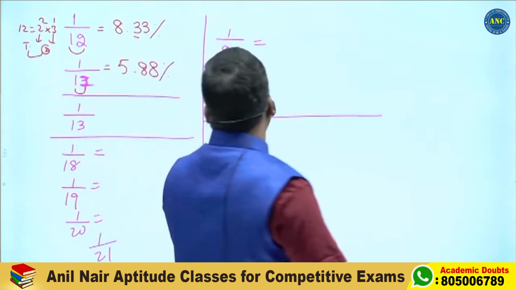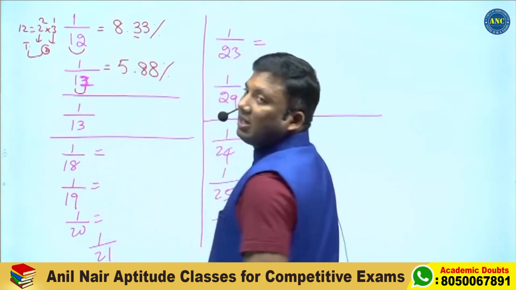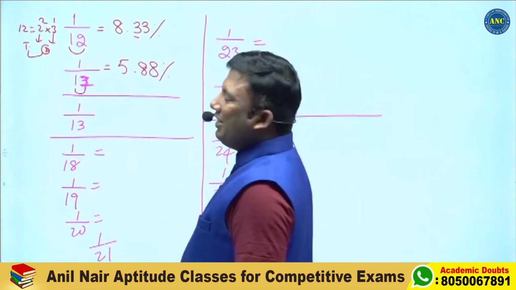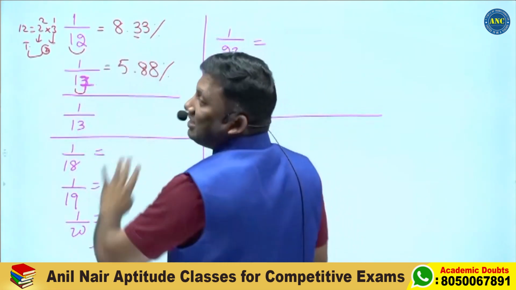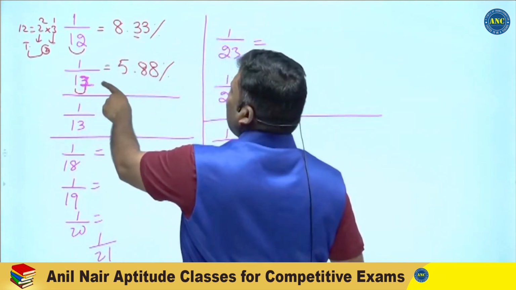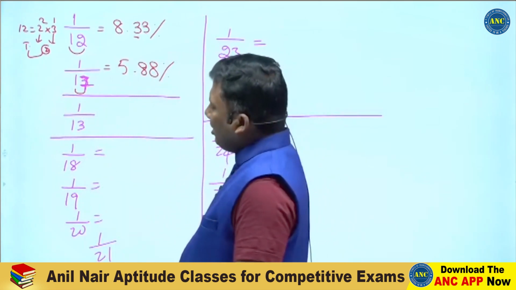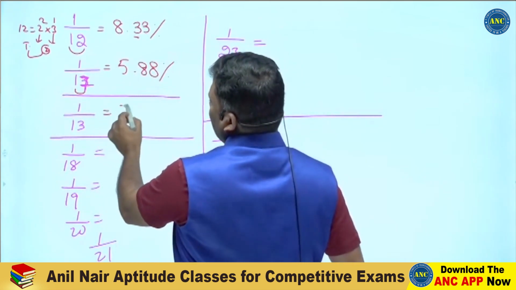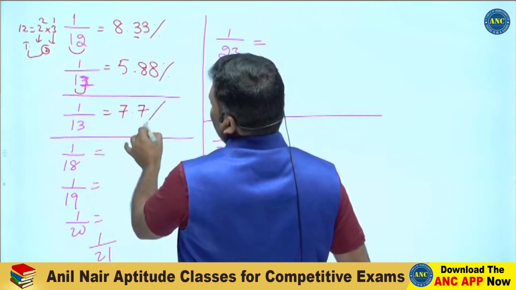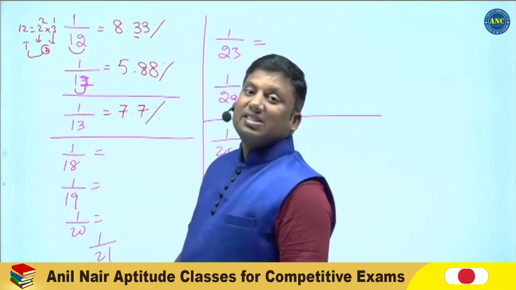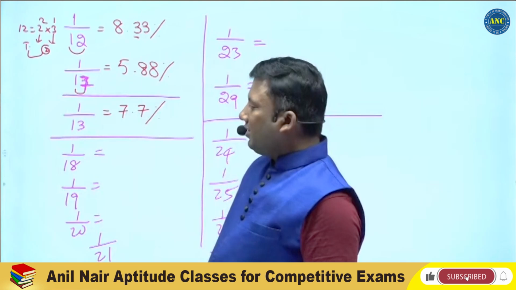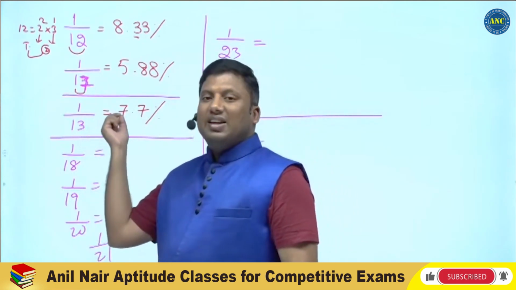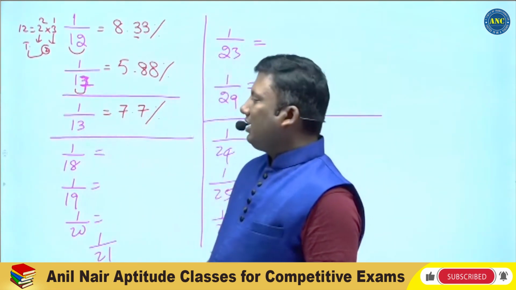In simple language, 12 goes 8 times in 100. Add the digits in the denominator. 1 plus 2, it is 3, so 8.33. 1 plus 7, it is 8, so 5.88. 13 goes how many times in 100? 7 times. In the previous slide, I told you that it is 7.7. So 1 by 13, it is 7.7 percentage.